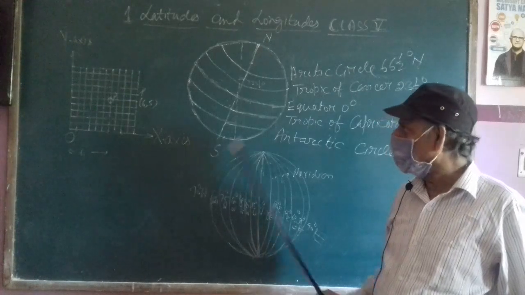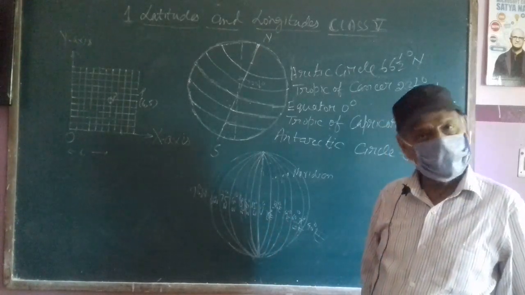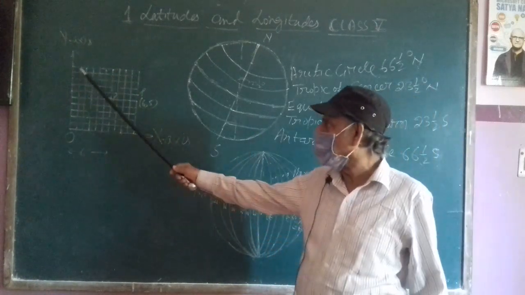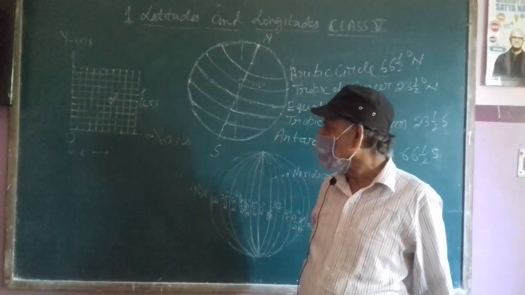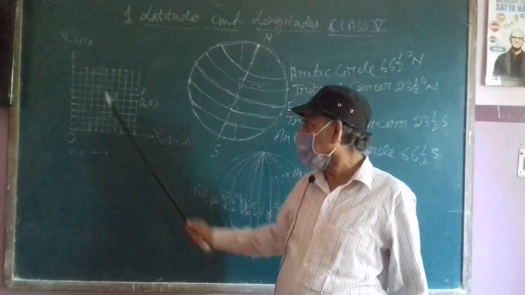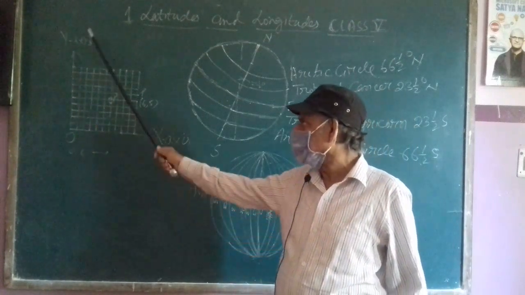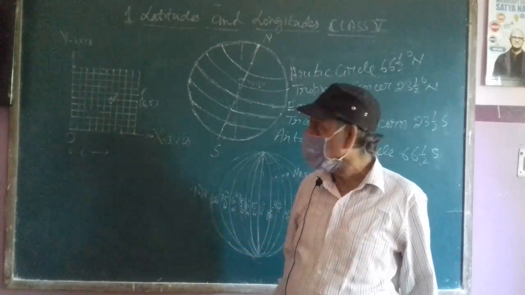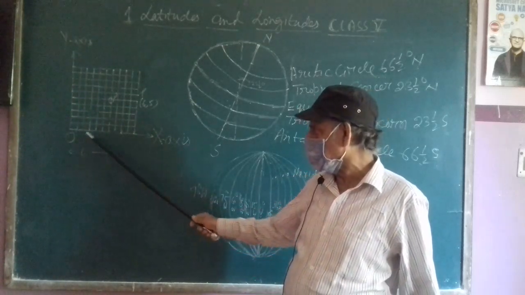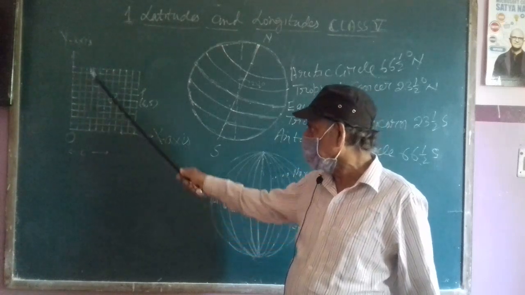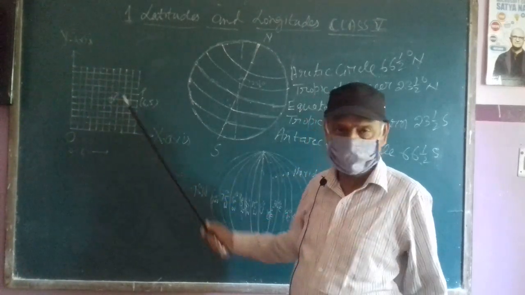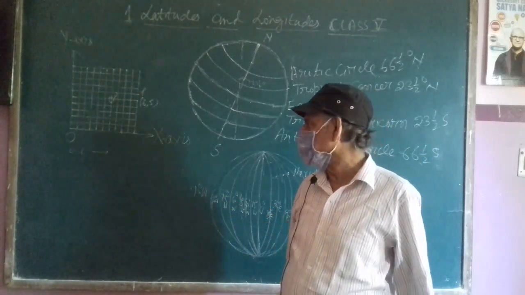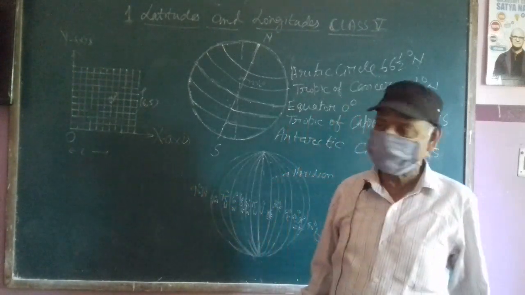Suppose, have you seen graph paper? I think you all have seen graph paper. This is a replica of a graph paper. You see, there are two axes, x axis and y axis. X axis is horizontal and y axis is vertical. And they are equispaced lines. There are vertical as well as horizontal lines. They are equally spaced. The gap between them is 1 centimeter each.